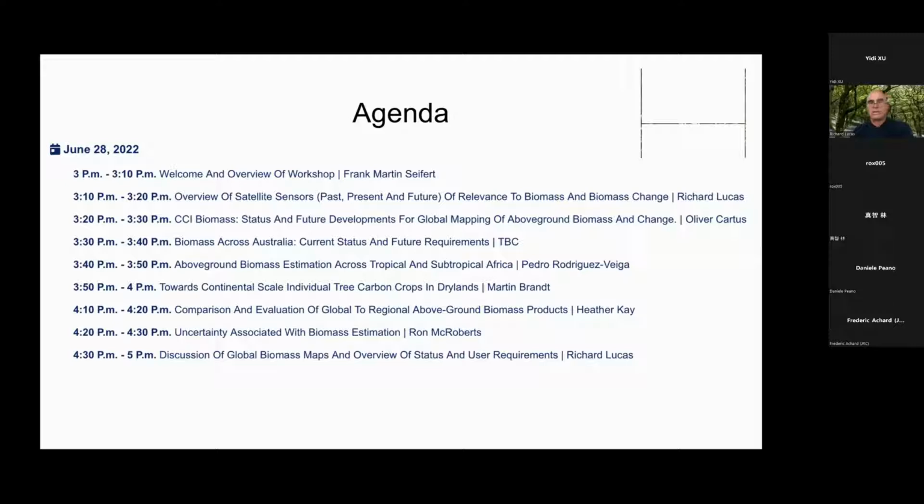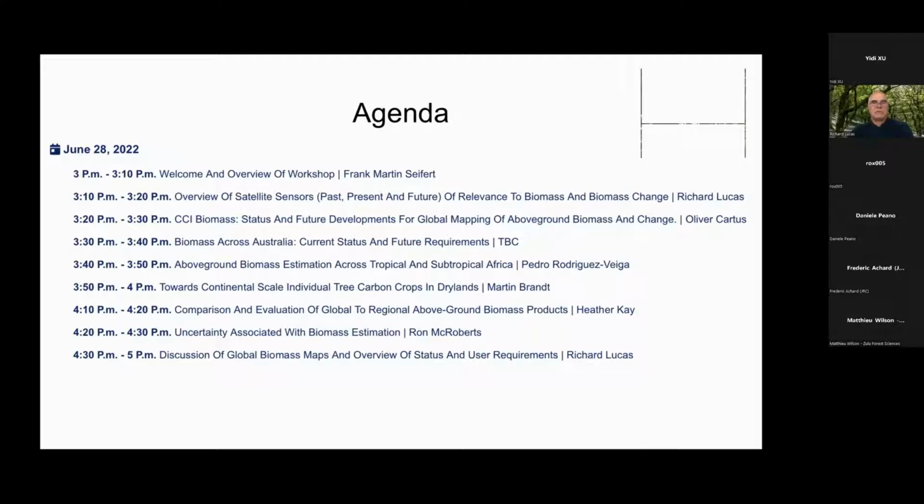So first of all, welcome. Thank you very much for attending. And as I said earlier, there's two more sessions. There's one tomorrow at the same time, which is on country use cases, and then there's one on Thursday, which is on climate. In this one here, we'll be talking about an overview of satellite sensors.